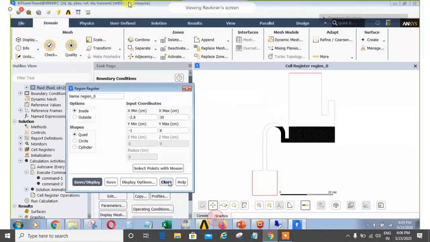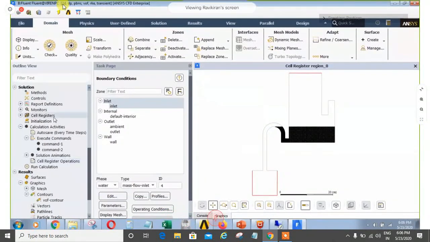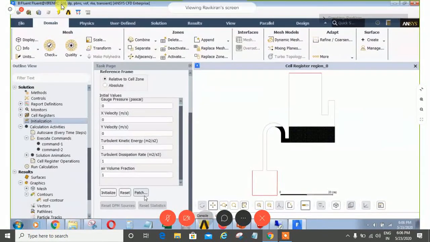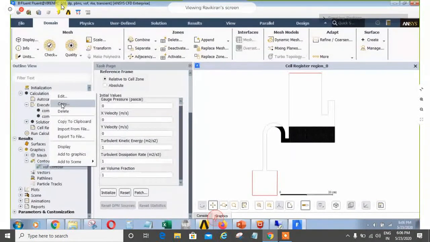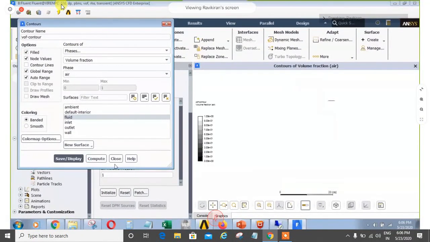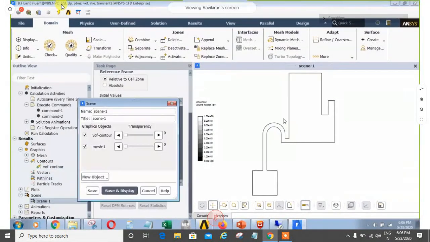After we set this option, or registering this one, we are going to the initialization. In the initialization, before that we have to initialize with the air volume fraction of 1. So let's say we are initializing it. If you see this contour of the air, the white portion is the air volume fraction of 1. So all the domain is occupied with air.